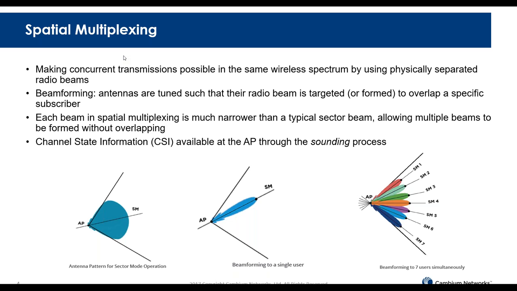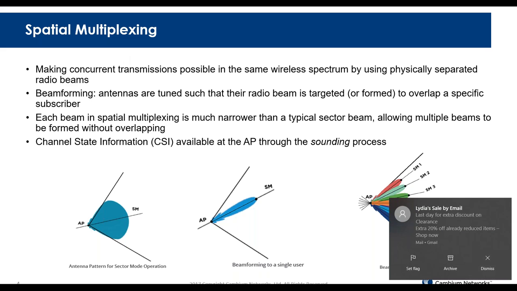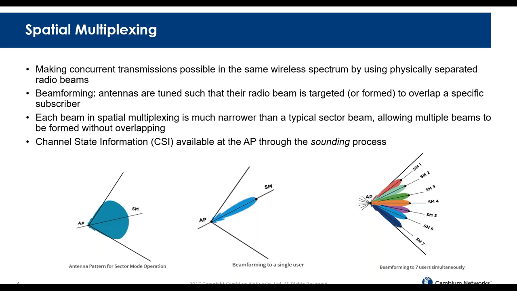How can the access point tune its antennas to create these patterns in these specific directions? This is done by using the channel state information, which is available at the access point through the sounding process. Sounding is done exactly for collecting all this information on the channel between the access point and each of the subscribers. The access point is sending a sounding symbol, which is a known signal, and then each of the subscribers will report back how they received this signal.